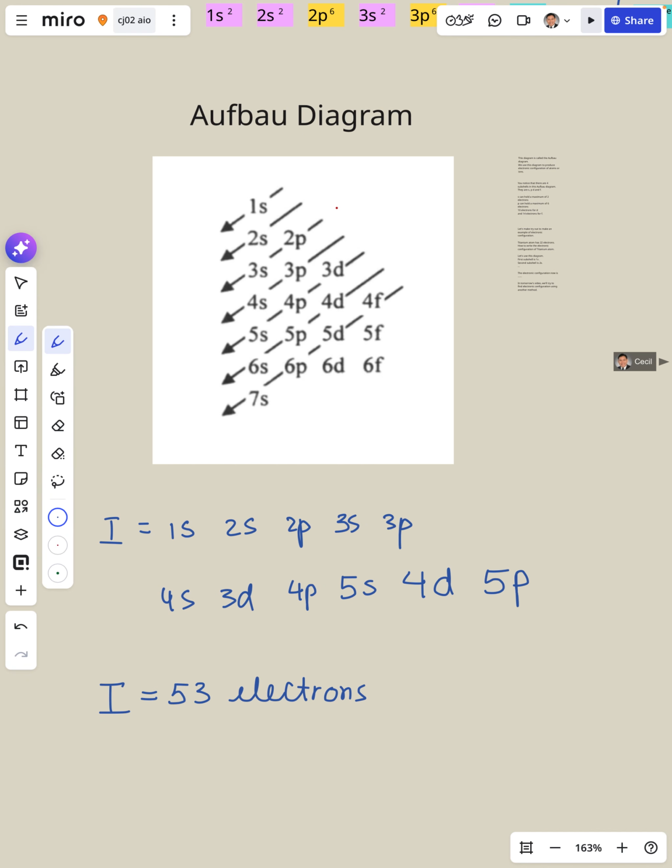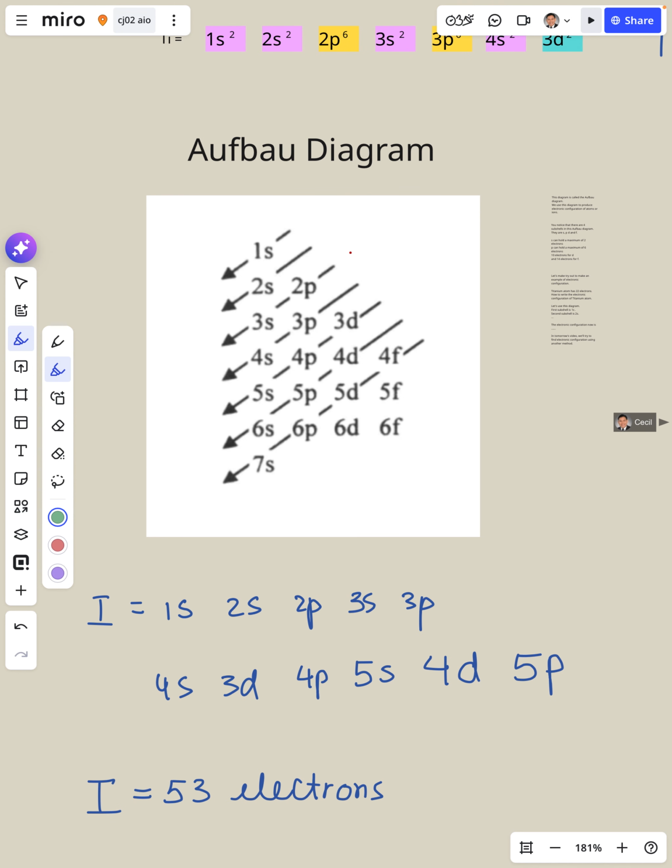This diagram is called the Aufbau diagram. We can use this diagram to produce electronic configuration of atoms or ions. You notice there are 4 subshells in this Aufbau diagram. These are the S subshell. S subshell can take a maximum of 2 electrons.